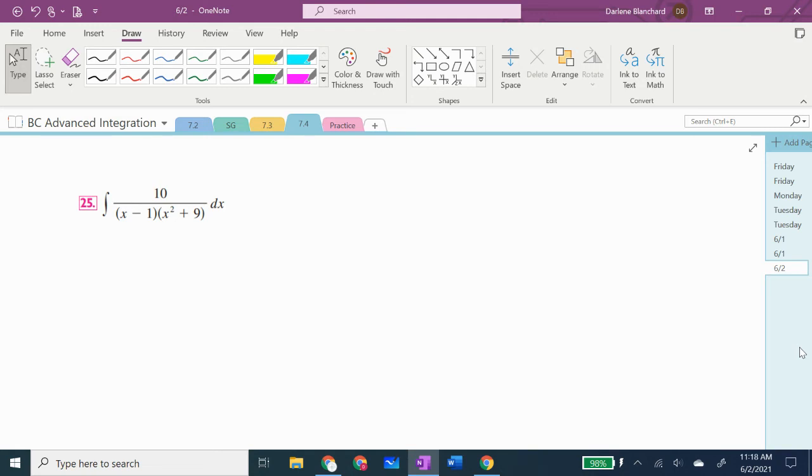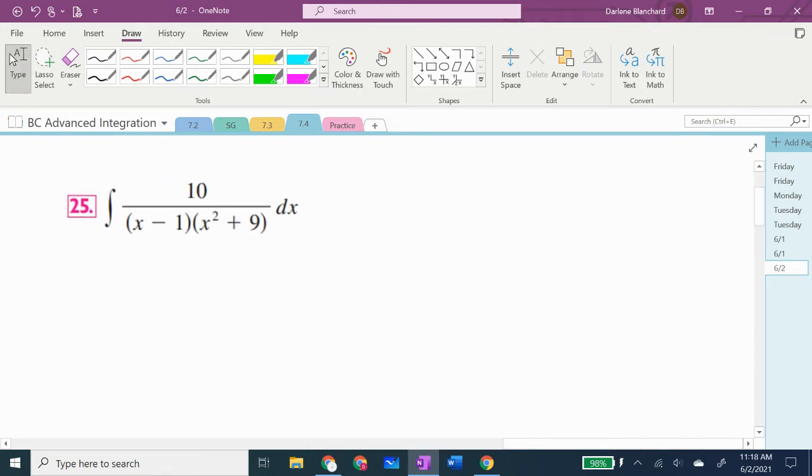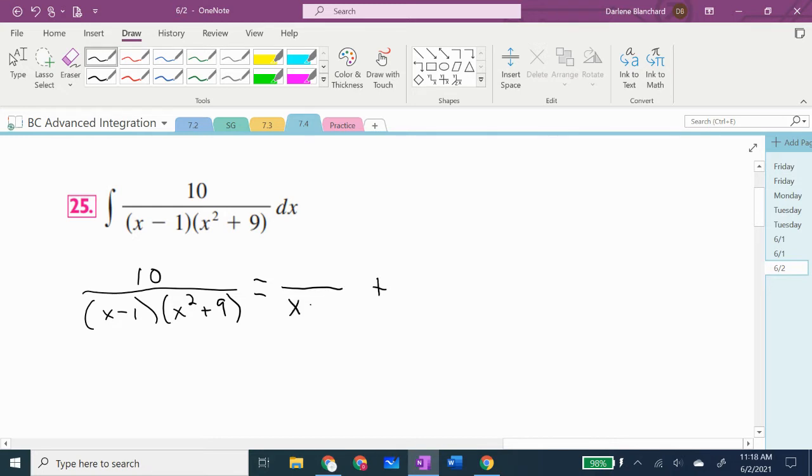Okay, next problem. I want to notice that I do have a polynomial over a polynomial. The degree of the numerator is less than the degree of the denominator, so I'm ready for fraction decomposition. I cannot factor x squared plus 9 any further in the real number system, so that means that 10 over x minus 1 times x squared plus 9 must be equal to some addition of two rational functions, one with denominator x minus 1, one with denominator x squared plus 9.